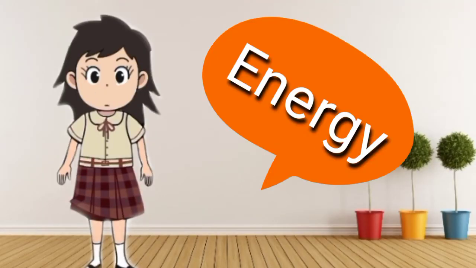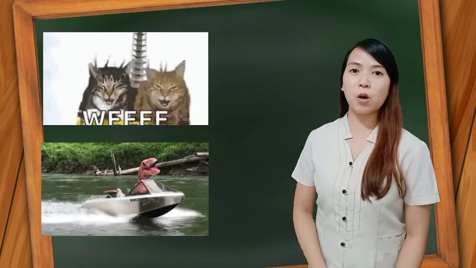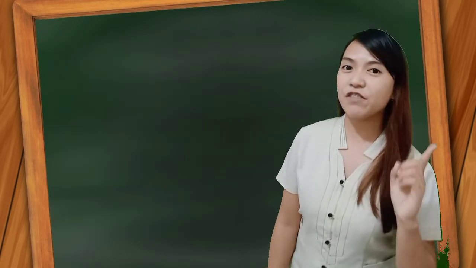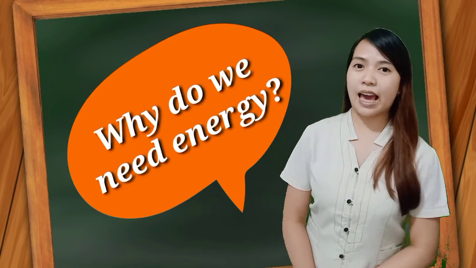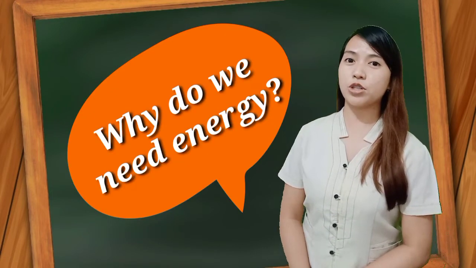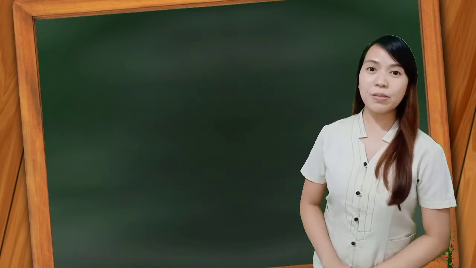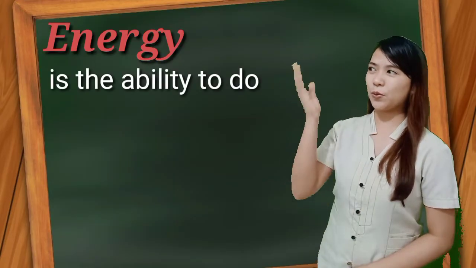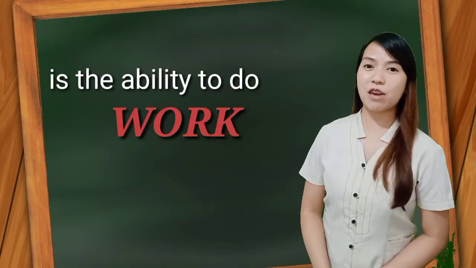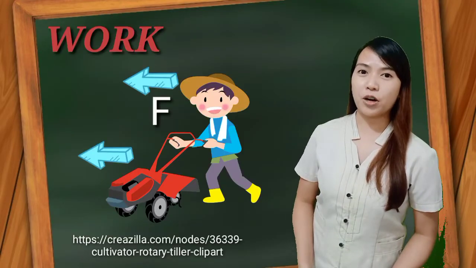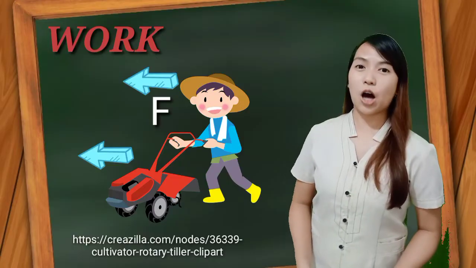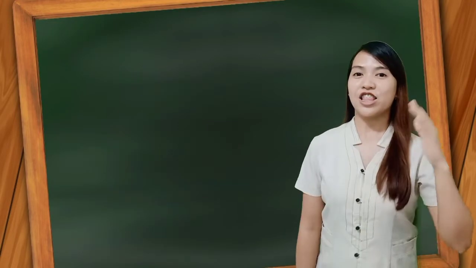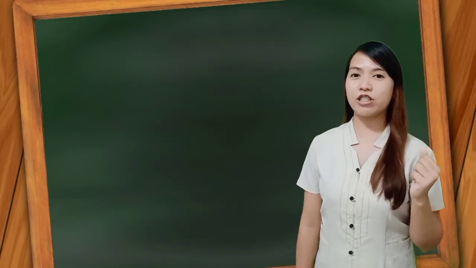They have energy, ma'am. Yes, in order for the roller coaster and the speedboat to move, they need energy. Have you ever wondered why we need energy in order to accomplish work or a task? It is simply because energy is the ability to do work. When we say work, there must be a force applied to it and the object moves in the direction of the applied force. There are many different forms of energy.